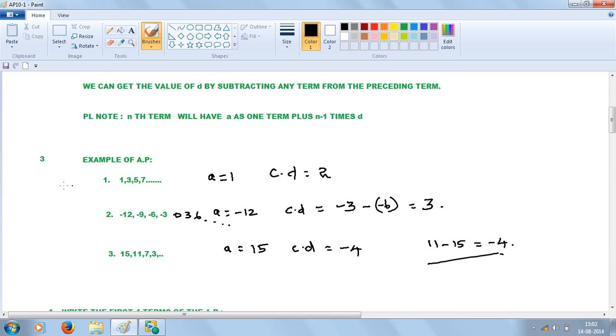So we will try some more terms. The first case you see after 7 is 9, 11. It is simply all odd numbers. In this case 15, 11, 7, 3. What is the next term? 3 minus 4, next term is minus 1. Next one minus 5, minus 9 and so on.